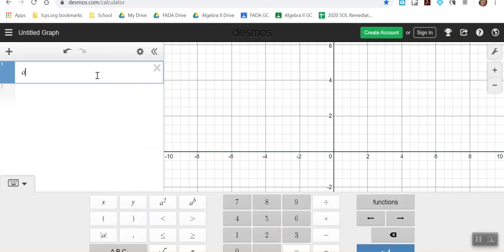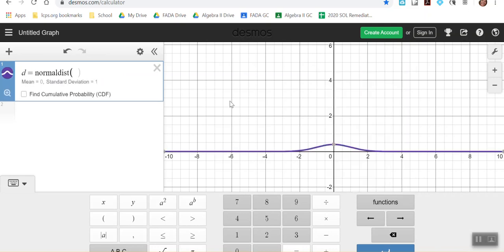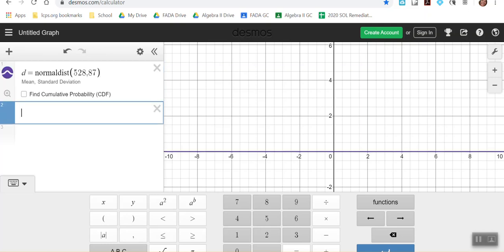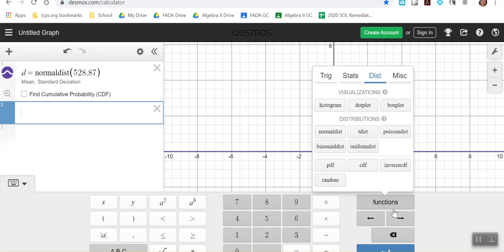So D equals normal dist 528, comma. We're not going to check the find cumulative probability this time. We're going to go down to the next line. I'm going to go to my functions again, still in the distribution menu, and I'm going to choose inverse CDF.